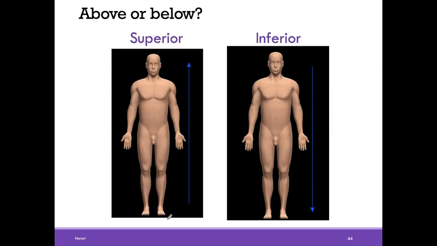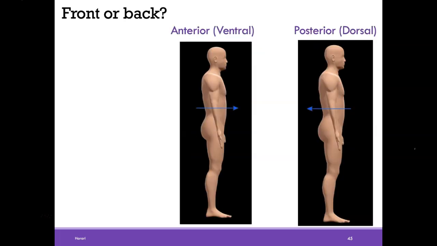So for those we use superior, above, and inferior. So there's superior and inferior. So we could say that the heart is superior to the diaphragm, or the liver is inferior to the diaphragm. Right? Try to visualize these organs.